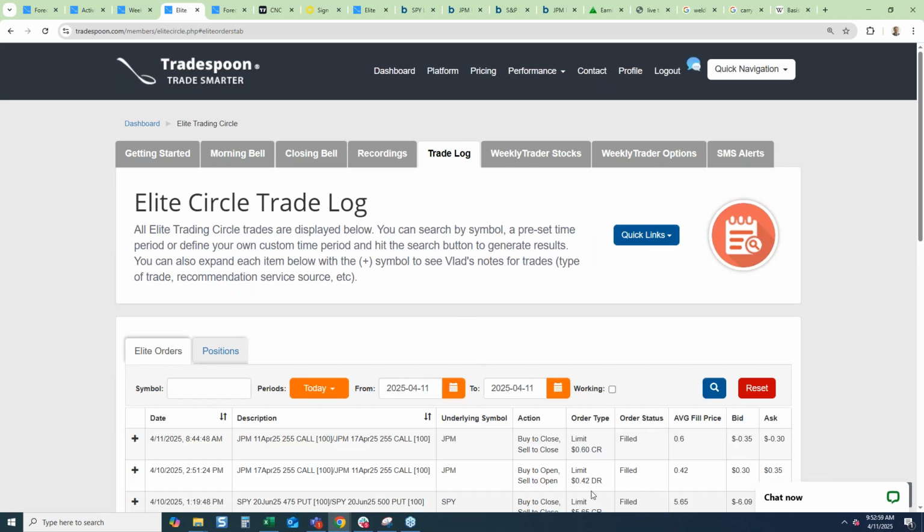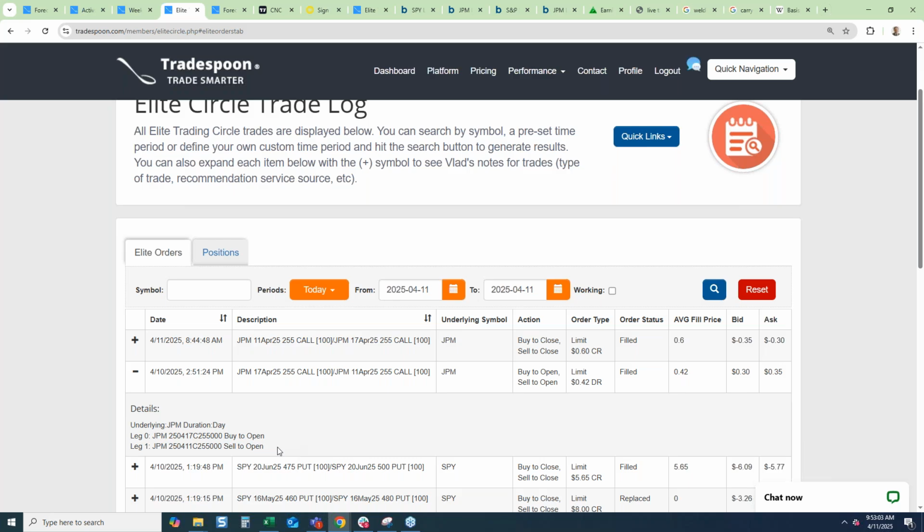Today, JP Morgan, right? I'm doing calendar spreads. So this is more complicated, right? Where I'm taking advantage of volatility skew. So I'm selling this Friday, buying next Friday, bought it for 42 cents, sold it for 60, right? 50% profit overnight.